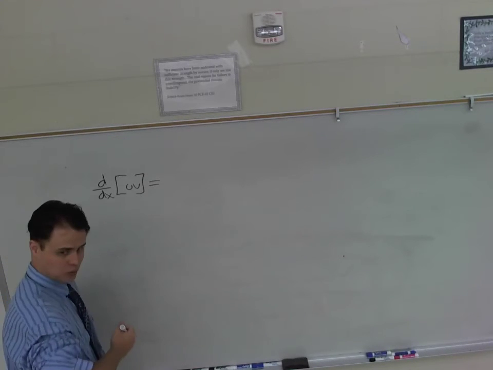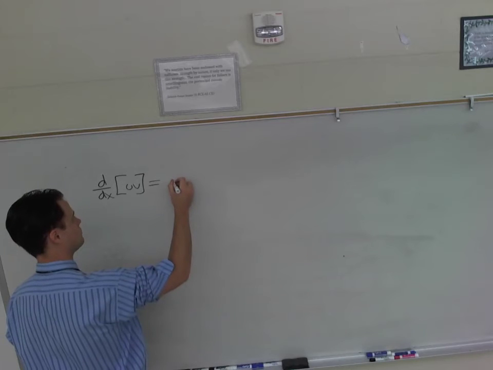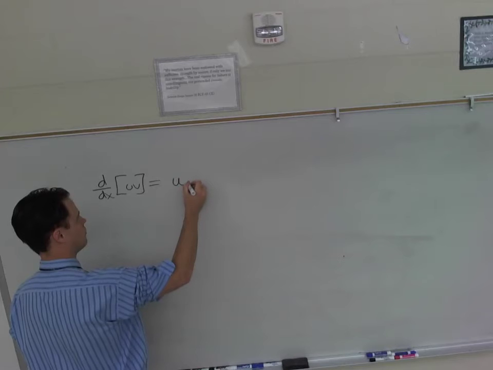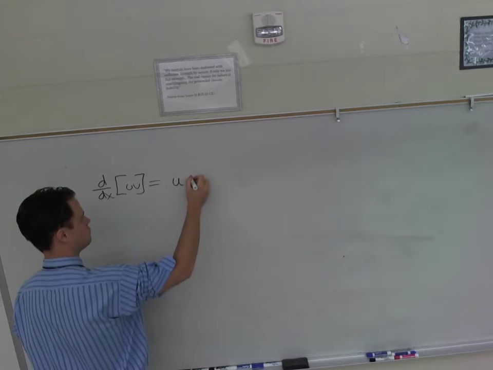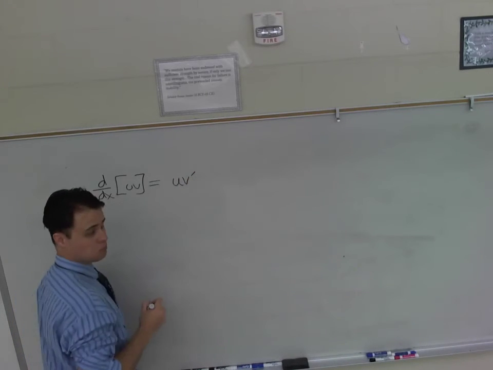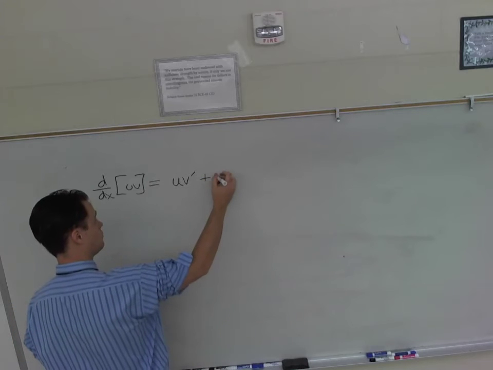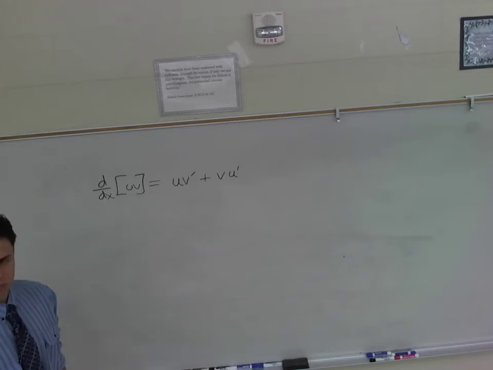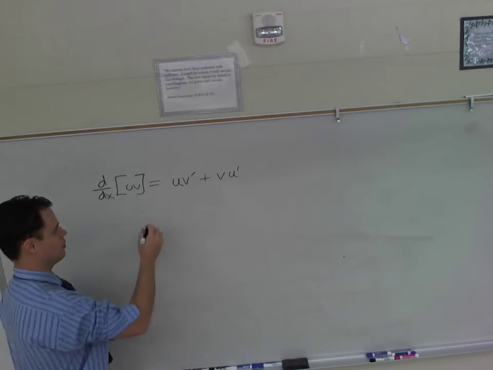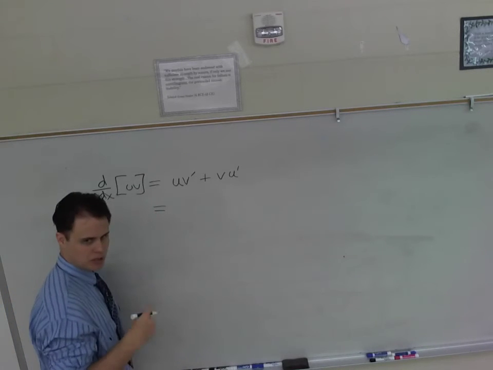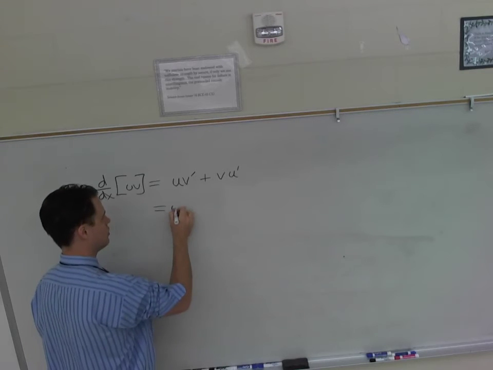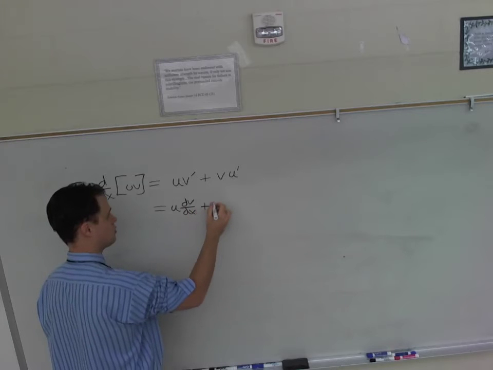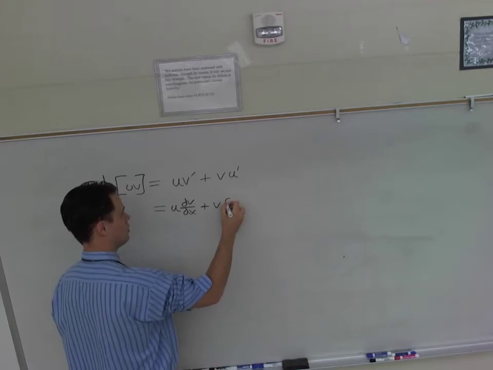Product rule. And how would that go? The first times the second derivative, so u times v prime, right? Okay, we can write it like that. Plus v times u prime. Now, of course, you could also write it the other way, and it really doesn't matter. We're just trying to clarify for ourselves. We could write this as what, Paul? dv dx. Good. And this would be du dx.